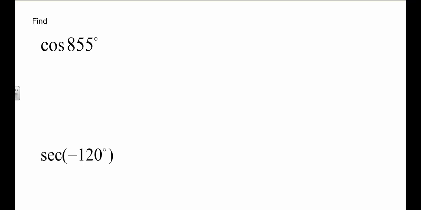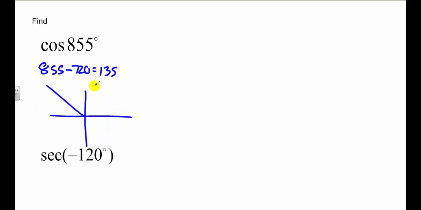We need to know where the cosine of 855 is. Probably the easiest way to do this is to say, well, how many times would I go around a circle to get to 855? Well, I know that's over 2 times around a circle, so if I take 855 and subtract 720, I end up with 135. So where that puts me is over here after going 2 times around. So I know that this is like a 135 degree angle.